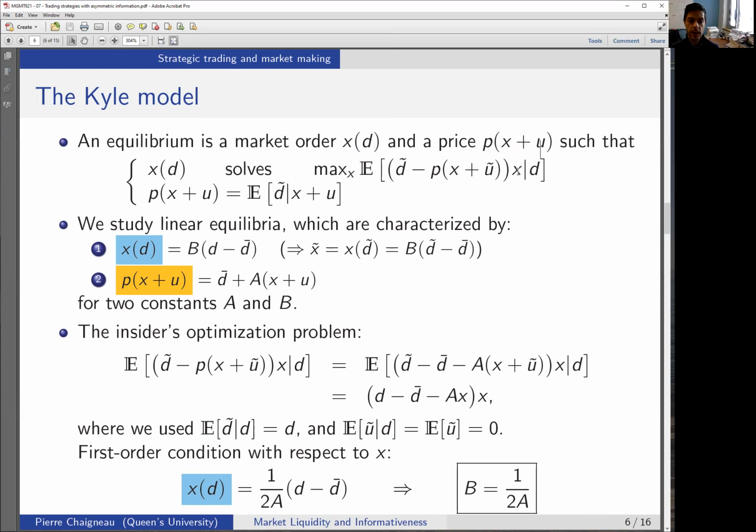For example, if X is positive, the profits of the insider are going to be positive if D, the value of the asset, is larger than the price of the asset. Conversely, if X is negative, if the insider sold, profits are going to be positive if this whole term here is negative, meaning if the market price is larger than the fundamental value D of the asset. And here we take into account the fact that the market price takes this form. So it's going to depend on the order flow.